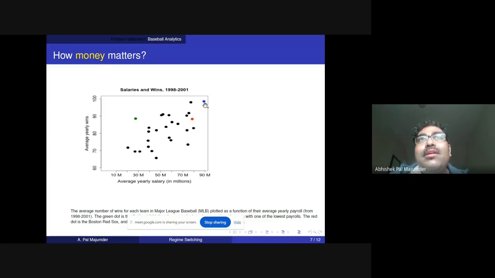So they had a lot of funders, a lot of rich sponsors, and they also managed to get very good results. You can see close to a 100% winning rate. And this red stands for Boston Red Sox, another famous club, very rich. In this whole scenario, the only outlier is this green point, and this green point is basically Oakland Athletics, and their average yearly salary is less than 30 million, but average yearly wins is close to 90%.